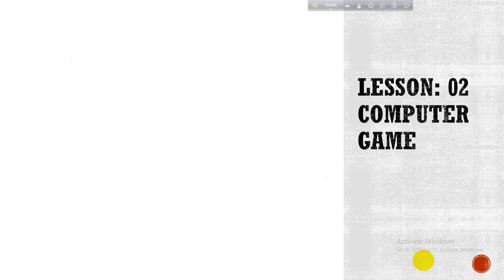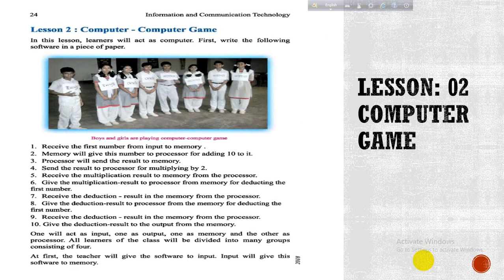So dear student, let's go directly to the topic, the lesson. Today we are going to enjoy lesson 2, computer game. Let's get started with the textbook. Please come to your textbook and open at page 24. Page 24.